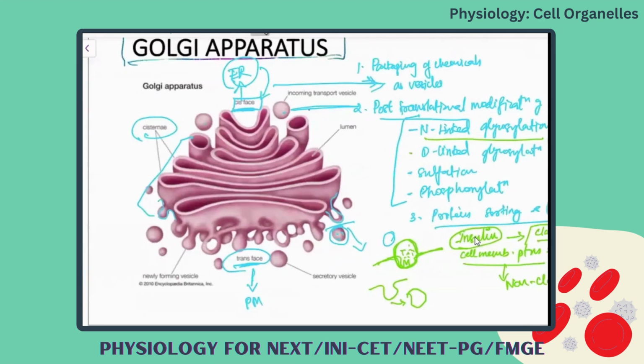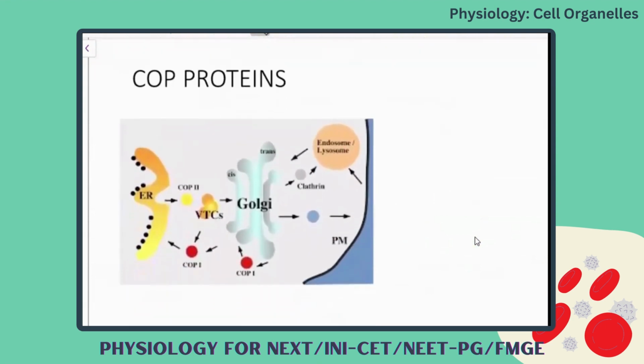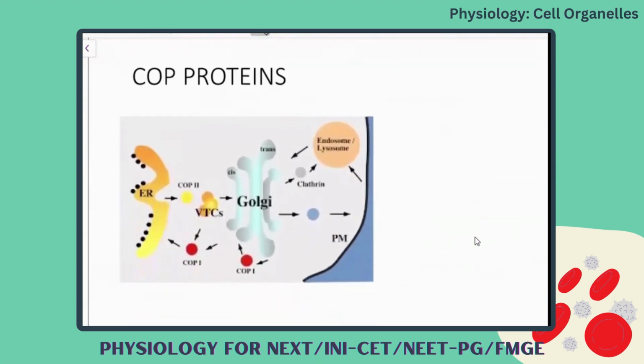So this is what the Golgi apparatus is about. And in the Golgi apparatus, we have seen the cis face and the trans face. The reason we have seen those two faces is because of the COP proteins.